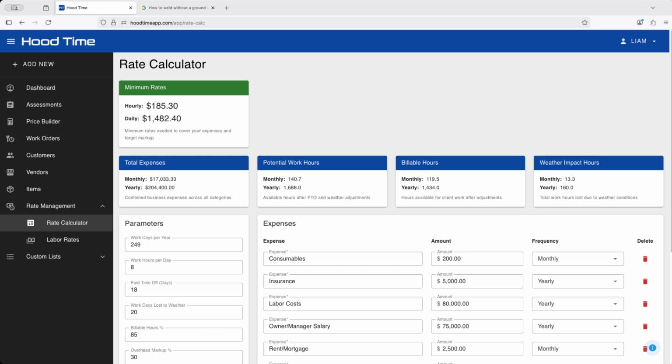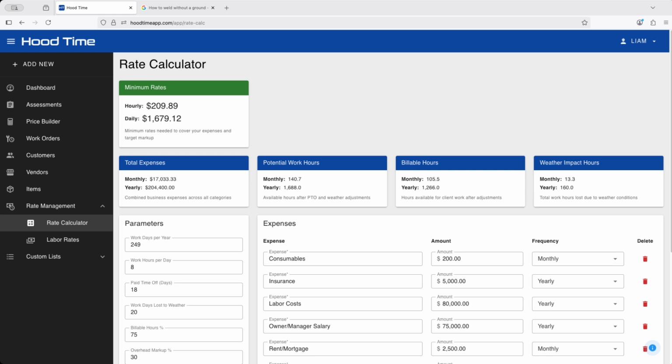Let's move on to billable hours. Maybe after doing some time studies, we found that we aren't as efficient as we thought. Let me drop the billable hours percentage from 85 to 75%. We're now at $210 per hour. This is a significant jump because we're spreading the same costs over substantially fewer billable hours. That 10% decrease in billable efficiency requires a $25 per hour rate increase to cover these expenses shown here. That's over $31,000 in additional annual revenue requirements.